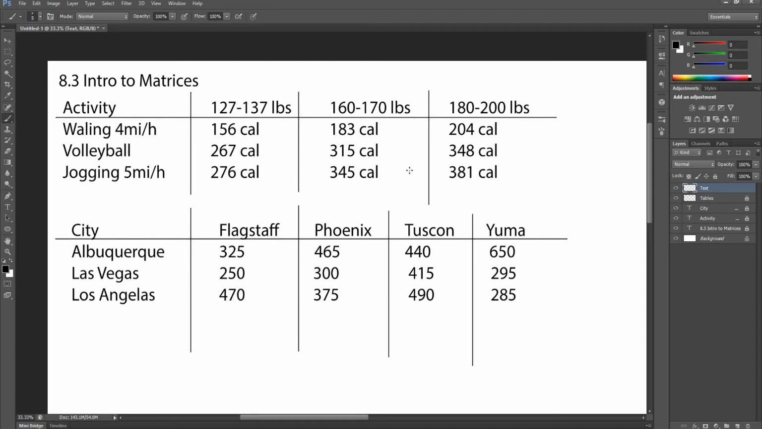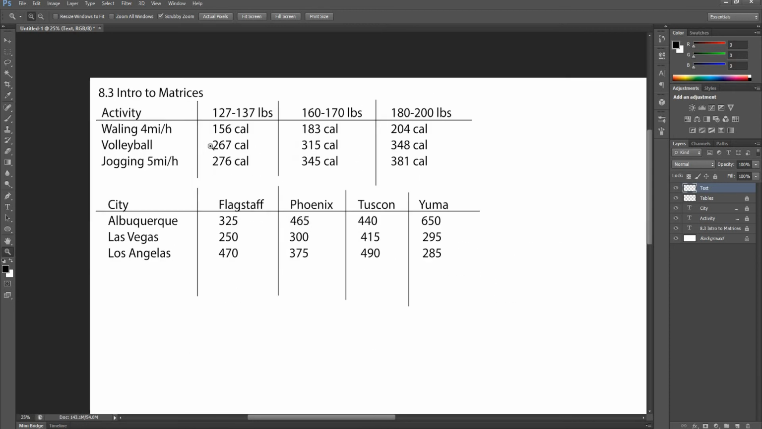So I have 2 tables right now that we're going to look at. The first one is the amount of calories burned based on 3 different activities and the person's weight range. These are all just numbers that go along with it. And then the second one is distance in terms of miles from one city to another. If we wanted to convert these into a tabular format, we would create what's known as a matrix.